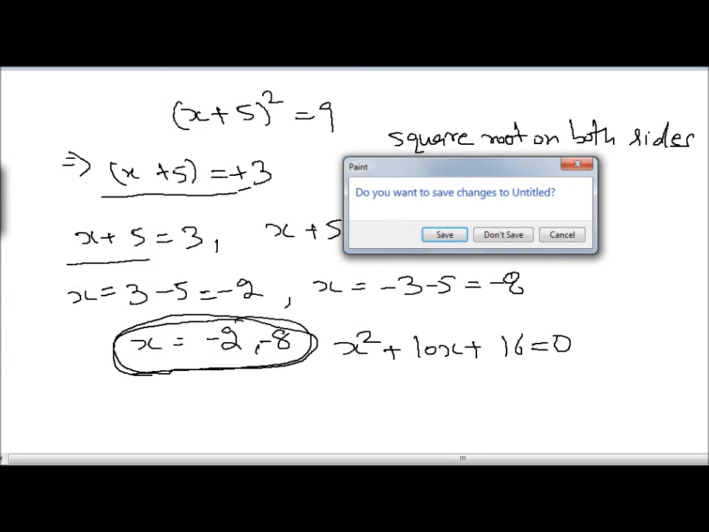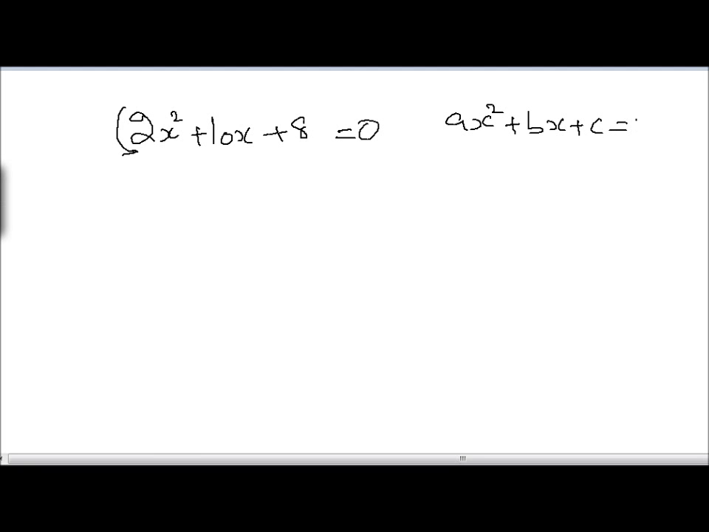Now let's take an example of the form 2x square plus 10x plus 8 is equal to 0. Now we cannot solve it directly, but we need to divide this whole equation by 2 here, because the value of a here is not 1. We have the general form, which is ax square plus bx plus c is equal to 0. The value of a here is 2, so we cannot just start solving it directly to complete the square. So in order to make the value of a equal to 1, we divide the whole equation by 2.